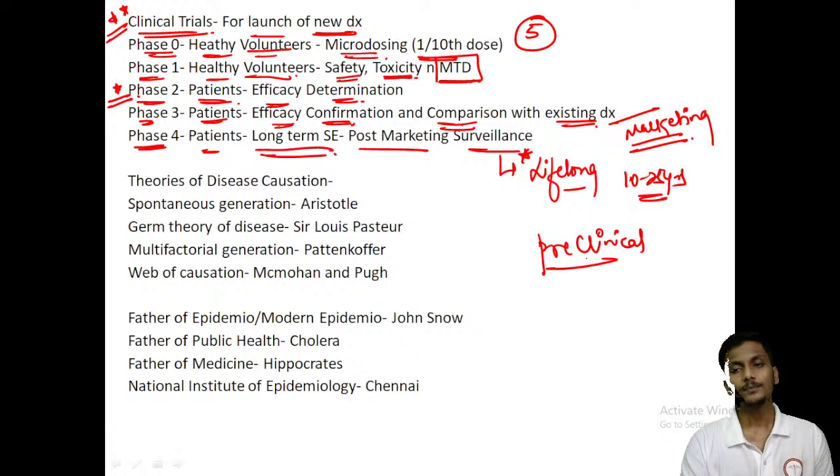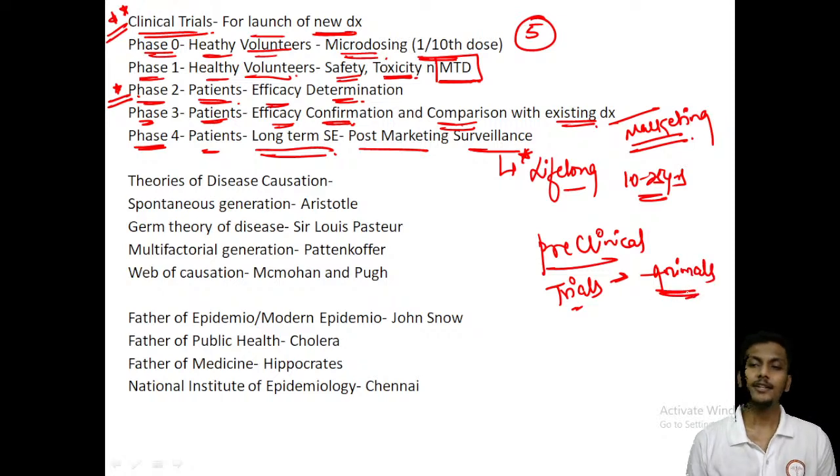Preclinical trials are done on animals. Remember, the unit of study in preclinical trials is animals.